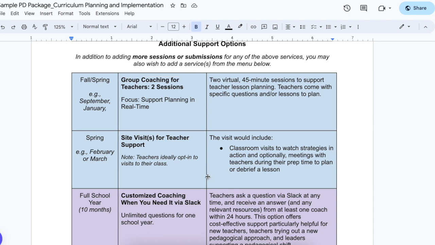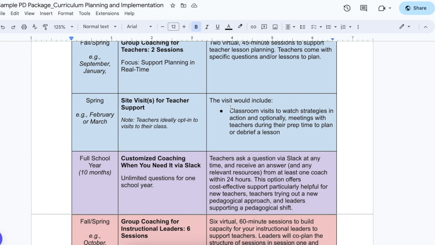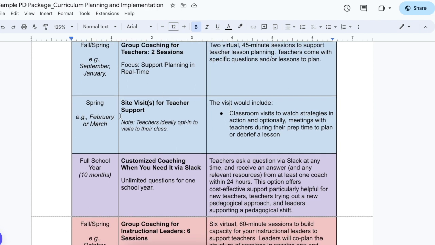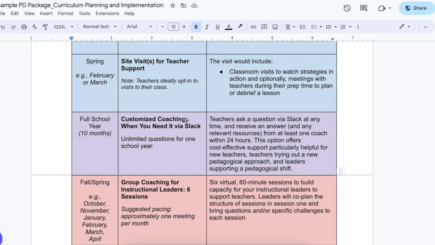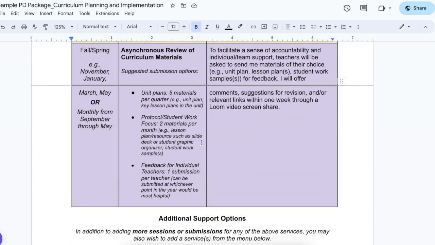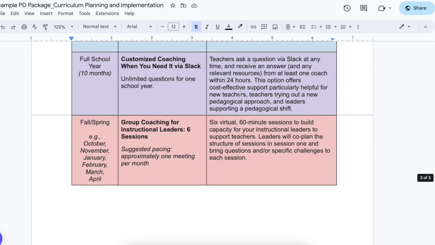Now, I think that's the core that we went through, but additional things you might want to do: you might want to do some group coaching, just kind of support planning for teachers. You might want to do days where you visit teachers to support the specific teachers. So you might meet with them on their prep time to plan something or to debrief a lesson. You would sit in on a student-led discussion or something. I also like this idea of coaching via Slack or some sort of asynchronous coaching. This could be via email, similar to the curriculum material review, but this is more of a quick question situation. So like, I have a quick question about whatever.